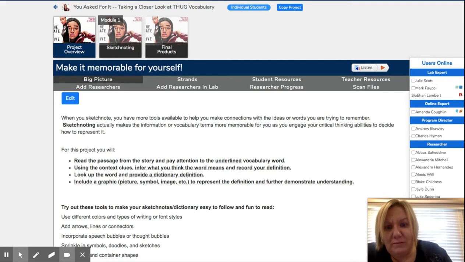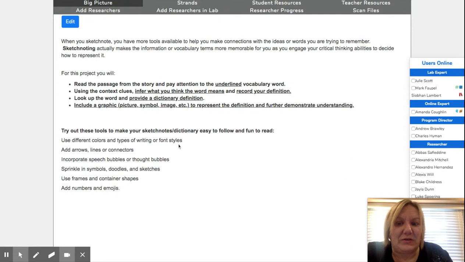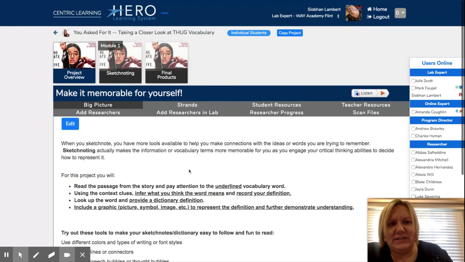Then look up the word, provide the dictionary definition, and include a graphic, which is a picture, a symbol, an image. If you want to do a little drawing or a doodle, something to represent the definition and further demonstrate your understanding. And just a reminder, you can also use these tools to help make it even more exciting for you. If you want different colors, if you want to add arrows, connectors, all those kinds of things can take it to the next step. All right, that's our first step.